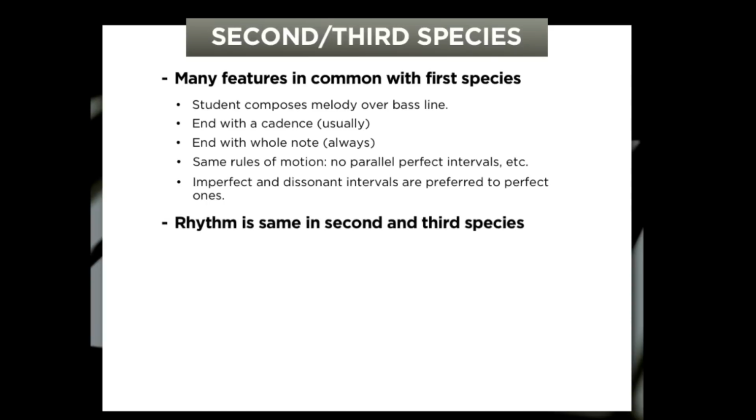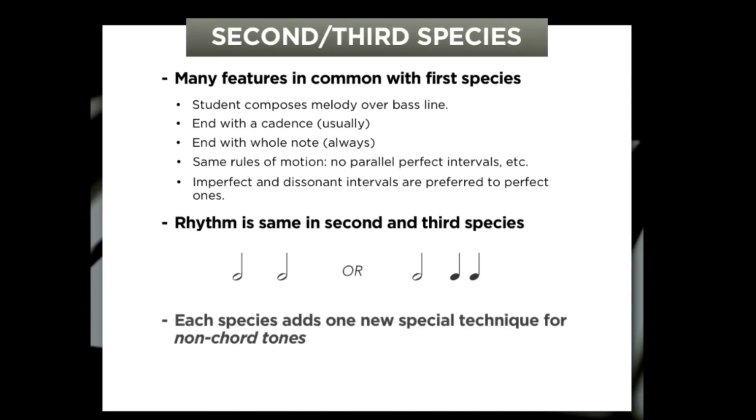And while the rhythm of your counterpoint will change in second species, what's convenient is that the rhythm in second and third species is the same. So whereas in first species you had only whole notes, in second species and third species, every bar is going to contain either two half notes or a half and two quarters. And then second and third species are each distinguished because they each introduce a new technique for dealing with non-chord tones. Recall that in first species there were no non-chord tones. Every tone you wrote was a member of the chord underneath.